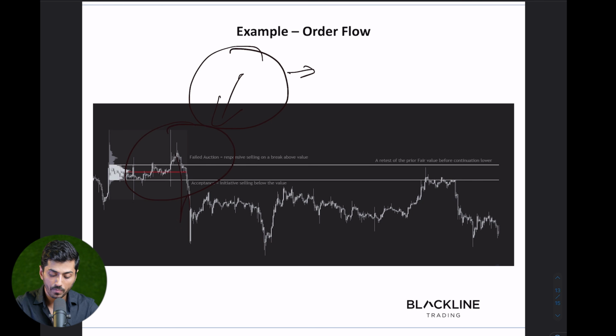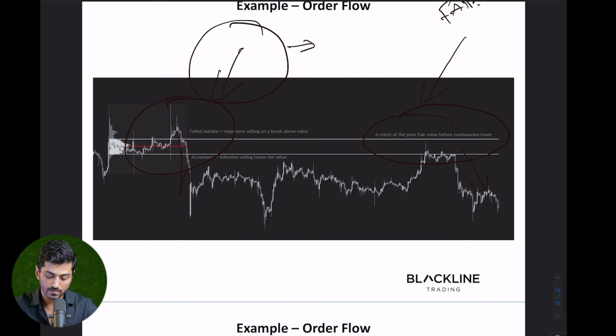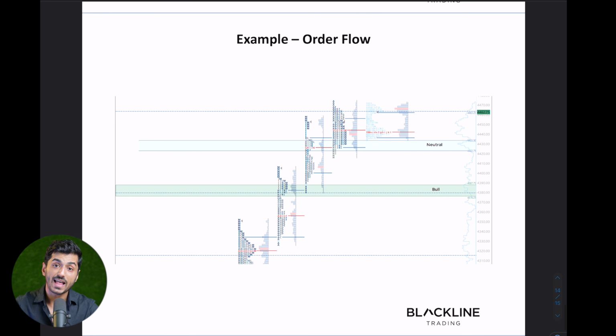We trade lower. The market comes back again to that fair value price and tries to test it again. Is it still too expensive? Is it still too expensive? And the answer is yes. A retest of prior fair value and a fail again, and the market trades lower, right? Let's look at another example.